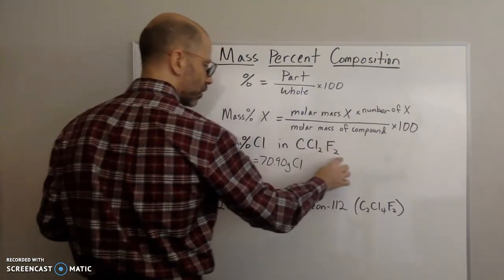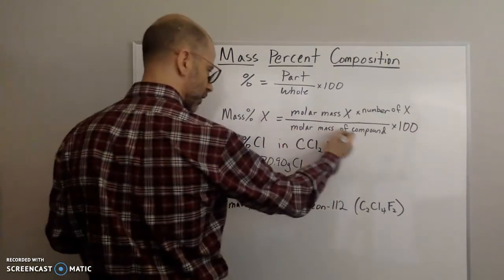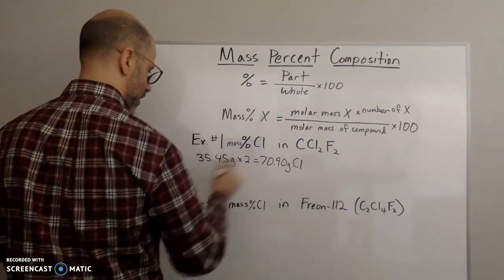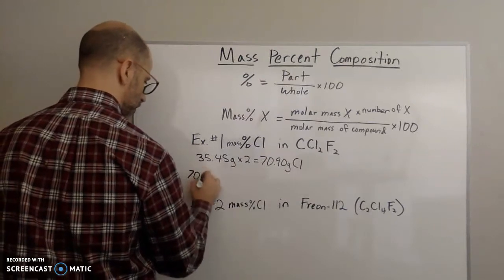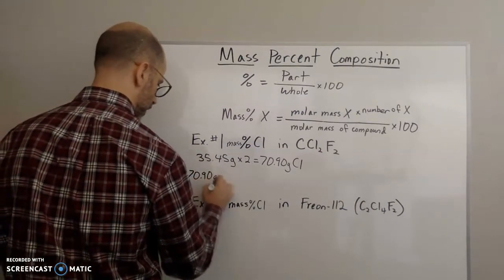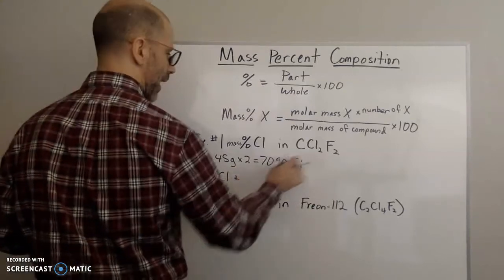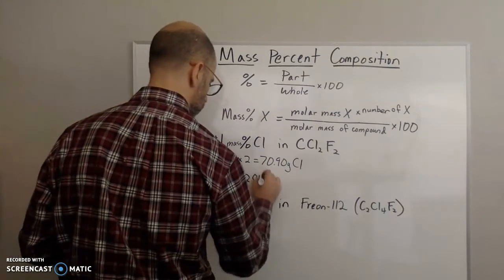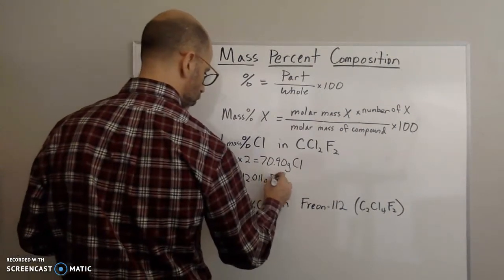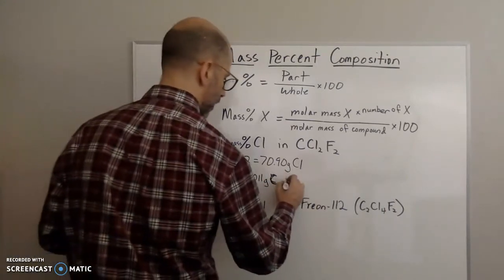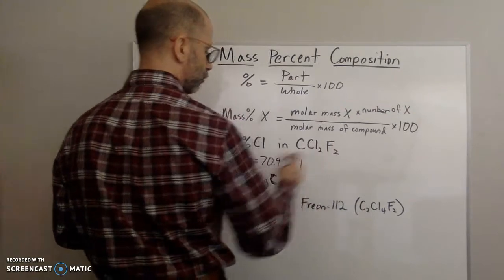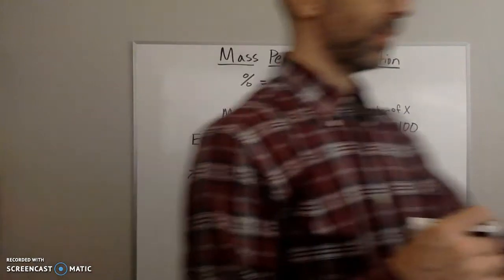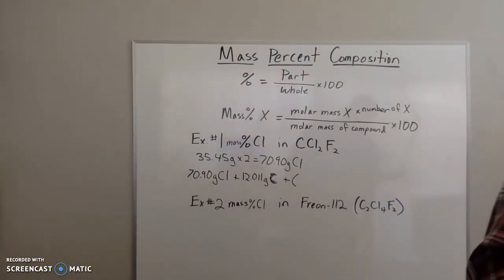Okay? So now I need to calculate what the total number of grams is for 1 mole of the complete formula. So I'm going to take the 70.90 grams of chlorine, and then I need to add on the carbon and the fluorine. So carbon is 12.011 grams per mole. And then I've got to add in the fluorine, but I've got to multiply that by 2. So fluorine is going to be something like 19. Let's look it up. Yeah, 19.